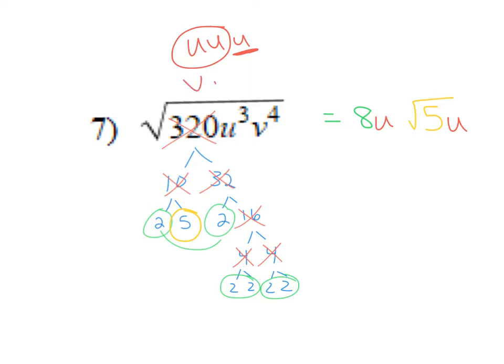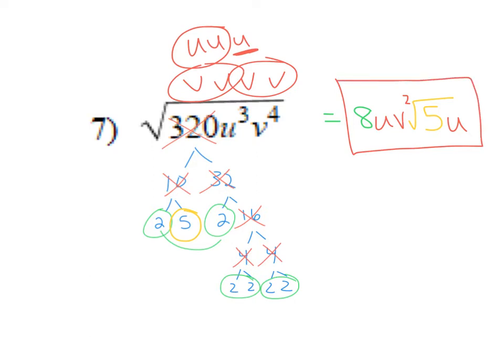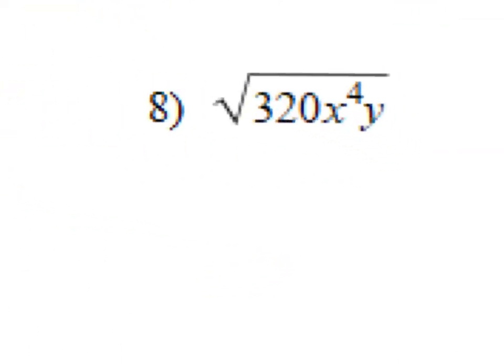Now v to the 4th. I've got 2 pairs that moved out, so I've got v squared on the outside, and then there's no v's left over, so there's nothing on the inside. And that's my answer. Okay, number 8.